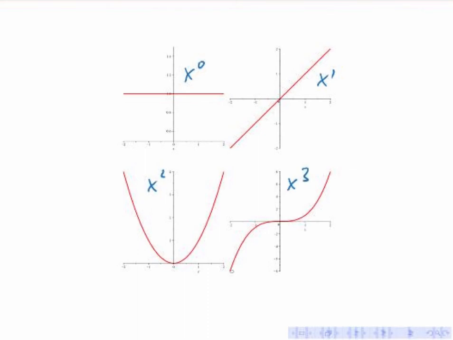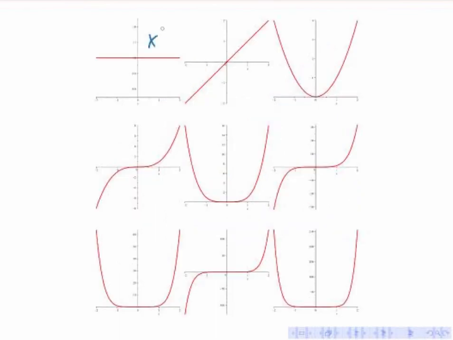X to the 3 is an odd function, so it has a negative bit here and a positive bit here. How does it continue? So here is x to the 0, x to the 1, x squared, x cubed. So here's x to the 4. It looks like a parabola, but it is a little bit wider at the bottom here. X to the 5 now looks again very similar to x to the 3. X to the 6 is kind of similar to x to the 4. X to the 7 then looks maybe a little bit wider than x to the 5, but it's again an odd function. X to the 8 is again an even function, very similar to x to the 4 and x to the 6.